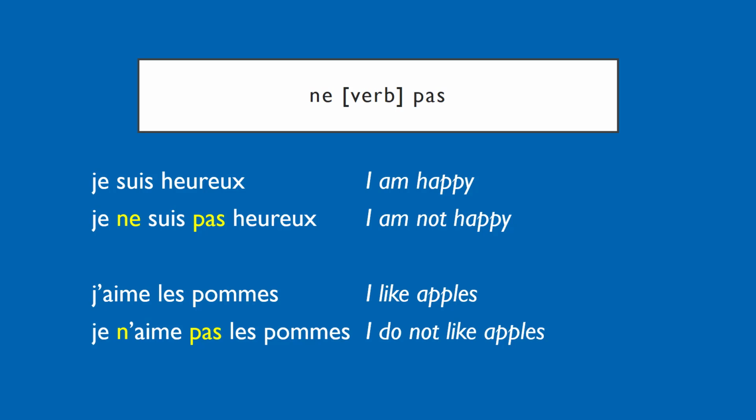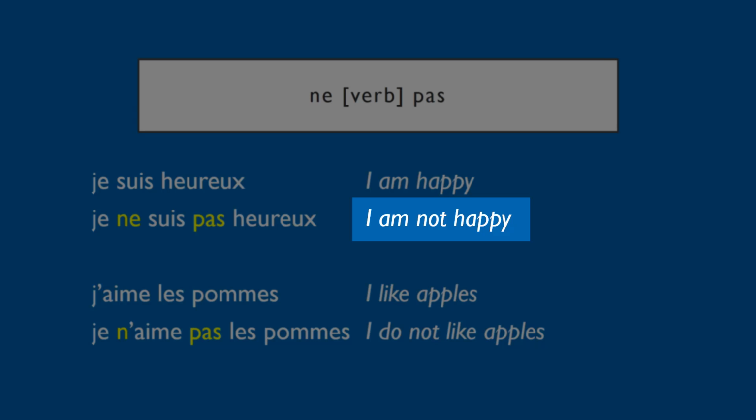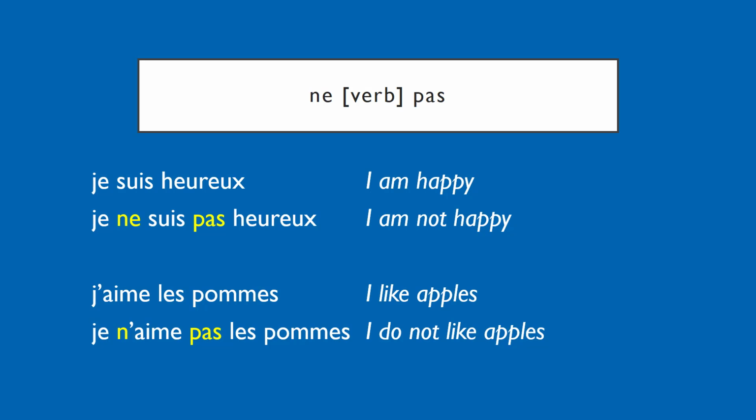So notice two things. Number one, when ne is followed by a vowel, it becomes an apostrophe. That always happens, there are no exceptions. And secondly, notice that in the first negative in English, we say I am not happy, and in the second one, we say I do not like apples. So we have two ways to negate verbs. We have this simple not, but then do not in other cases, and that depends on the type of verb that you're using, and is an English problem, not one that exists in French. This is the way we always make a negative in French, regardless of the verb that we are using.